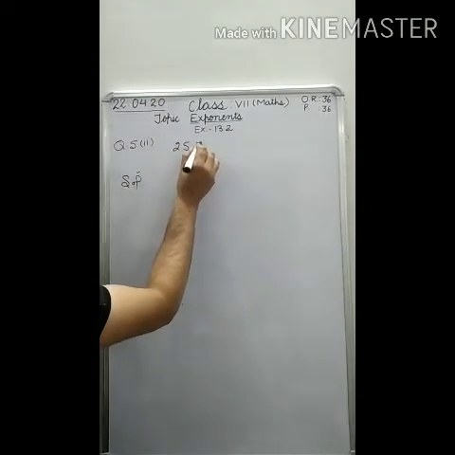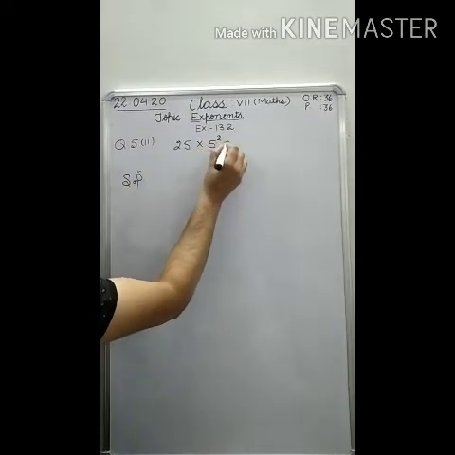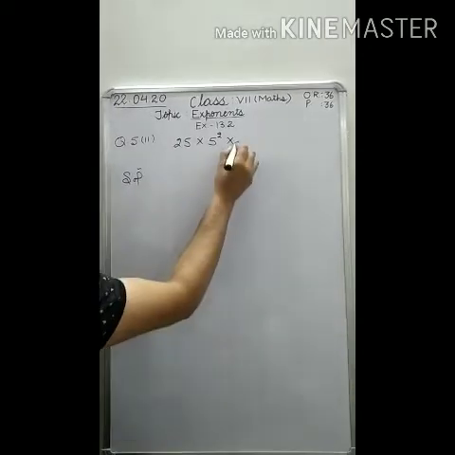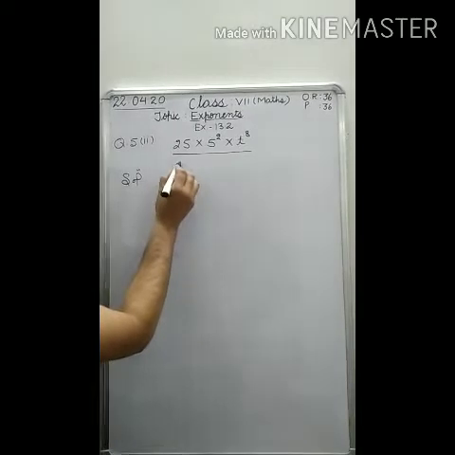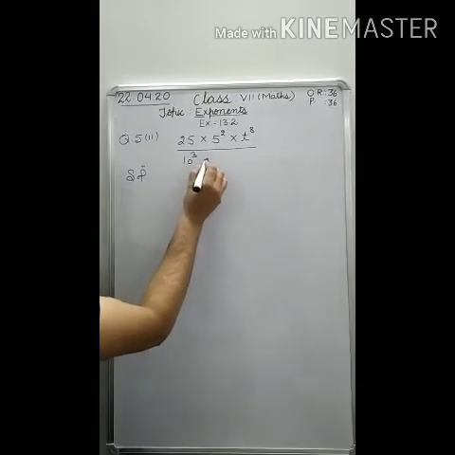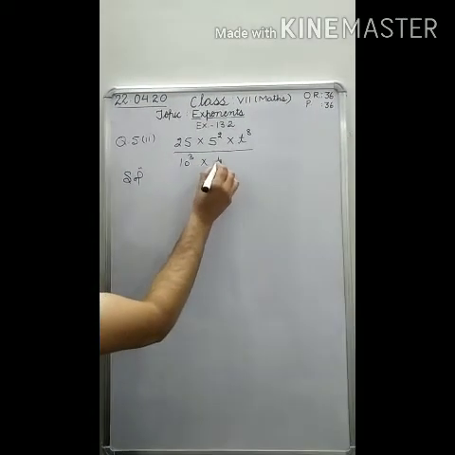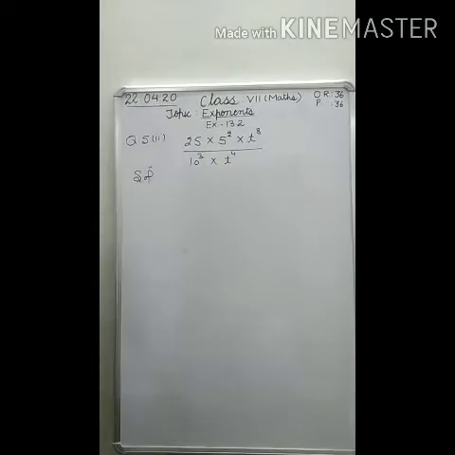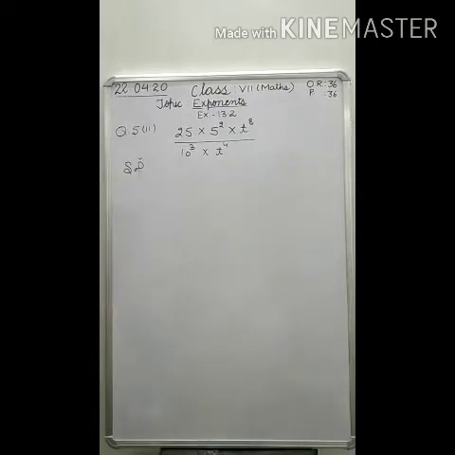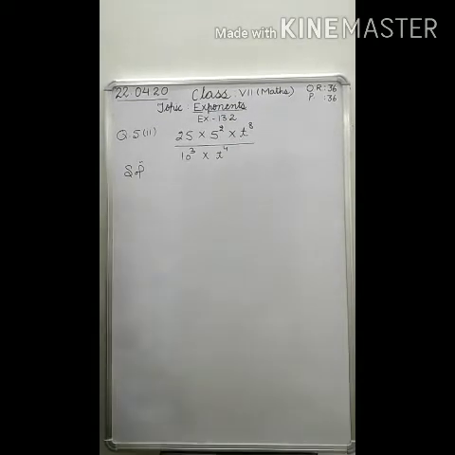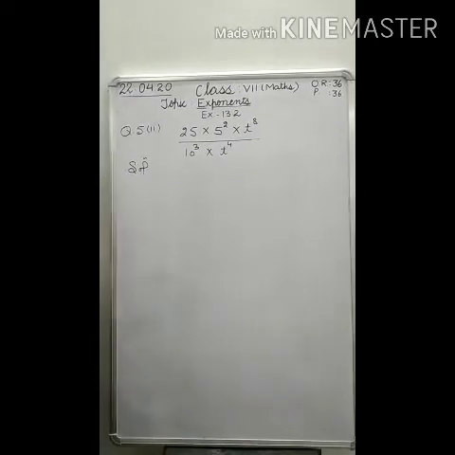Write the statement first. It is 25 multiply 5 square multiply t raised to the power 8 upon 10 raised to the power 3 multiply t raised to the power 4. This is the question. This you have to solve. So first of all, convert all the composite numbers in the form of power factors.